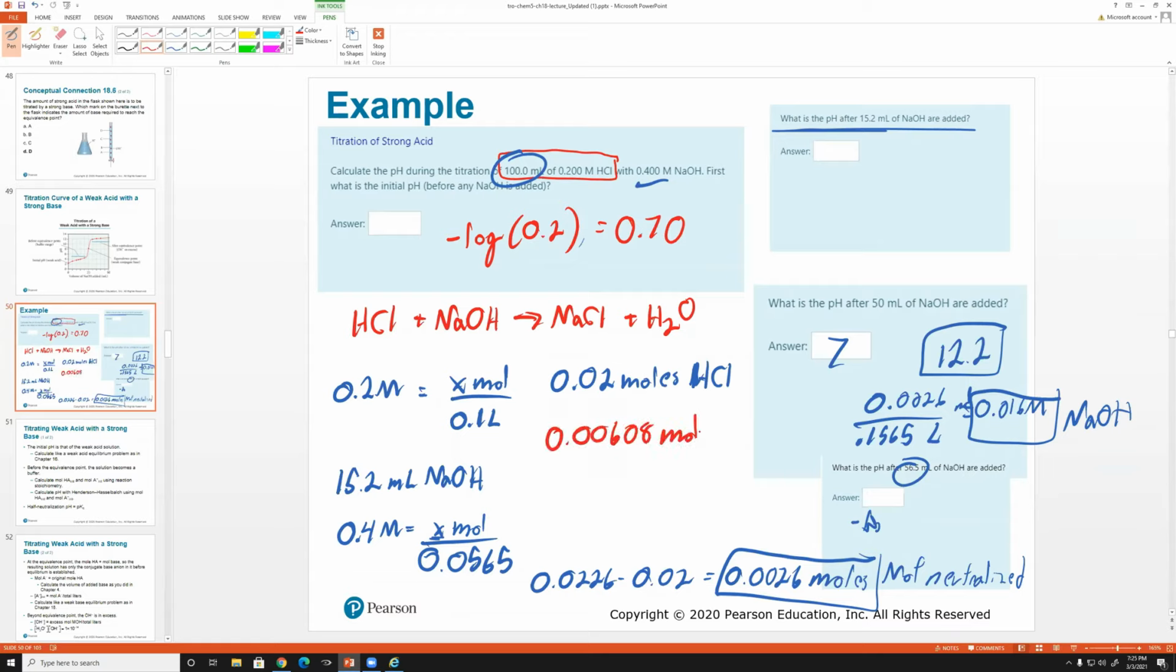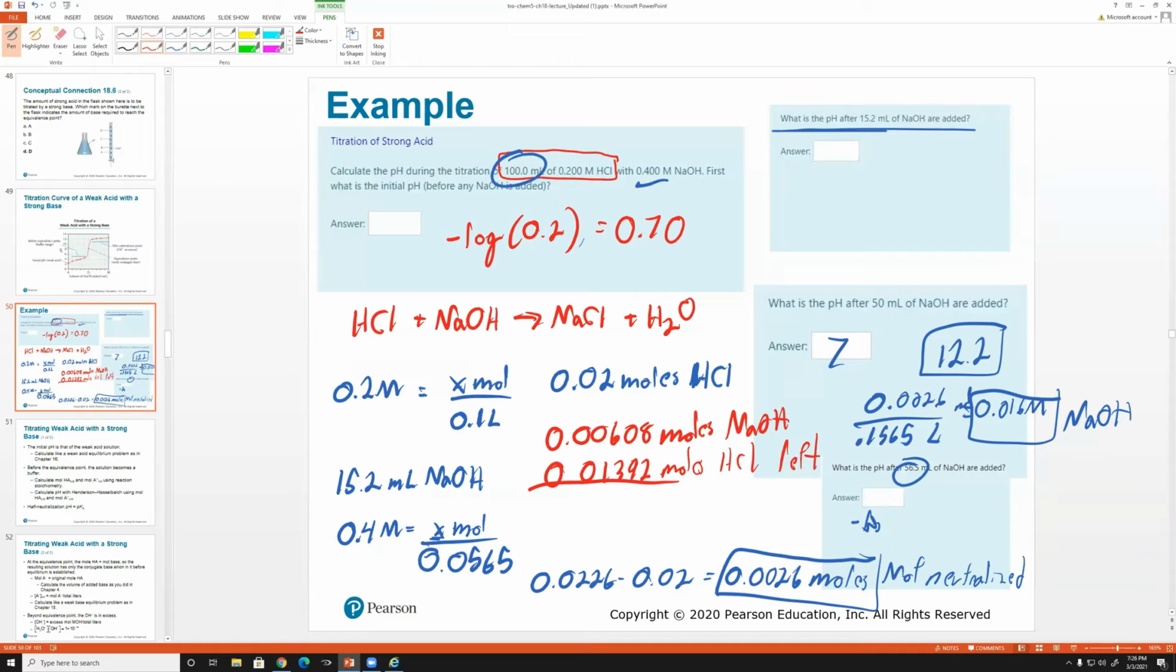0.00608 moles of NaOH. Subtract these two. Hold on. 0.02 minus 0.00608 gives 0.01392 moles of HCl left. Now, dividing this number by the total volume. The total volume now is going to be 100. Can't believe I forgot this part. That just shows how exhausted I am.